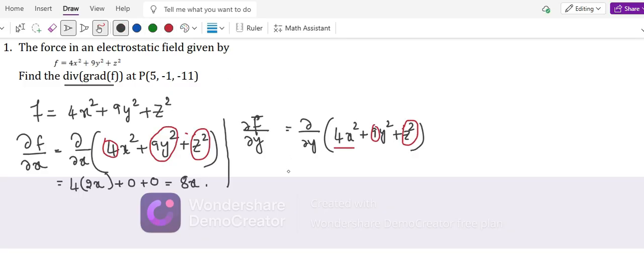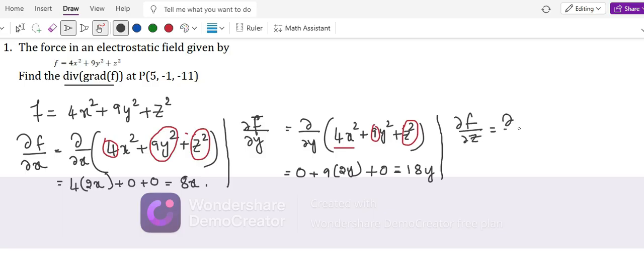So this is equal to, here 4x² is constant, the differentiation of constant is 0, plus 9 is constant, the differentiation of y² is 2y, and plus z² is constant, the differentiation of that is 0, which is nothing but 18y. Right? Okay, so let us calculate the partial differentiation with respect to z.